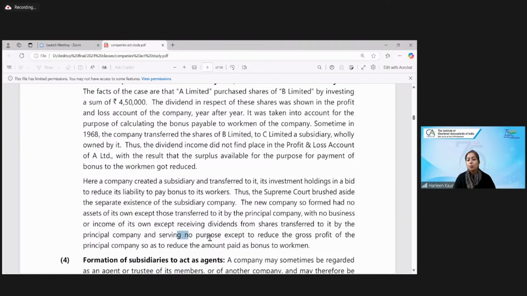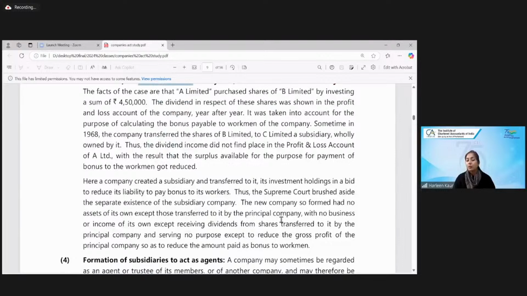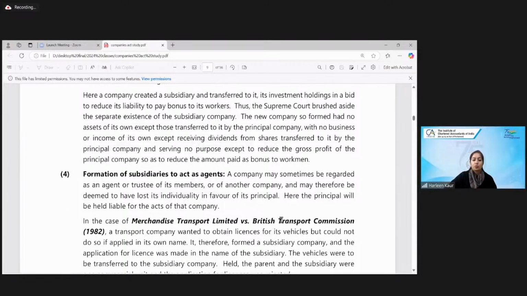It says you're serving no purpose, just reducing the gross profits to reduce the amount paid as bonus to workers. That's why in the Associated Rubber Industry Limited versus Associated Rubber Industry case, it was held that the corporate veil shall be lifted and the workers shall be given the dividend bonus which was to be paid to them on the basis of the dividends that the company has earned.